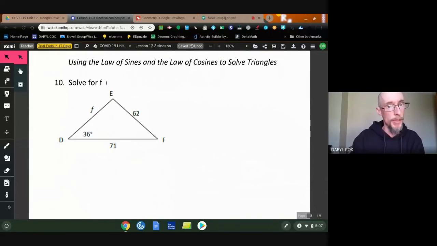So number 10, same type of problem. And this time on your paper, you don't have to type this out. Tell me which law you're going to use, and then you might want to try to write it out. So which law are you going to use to solve this?